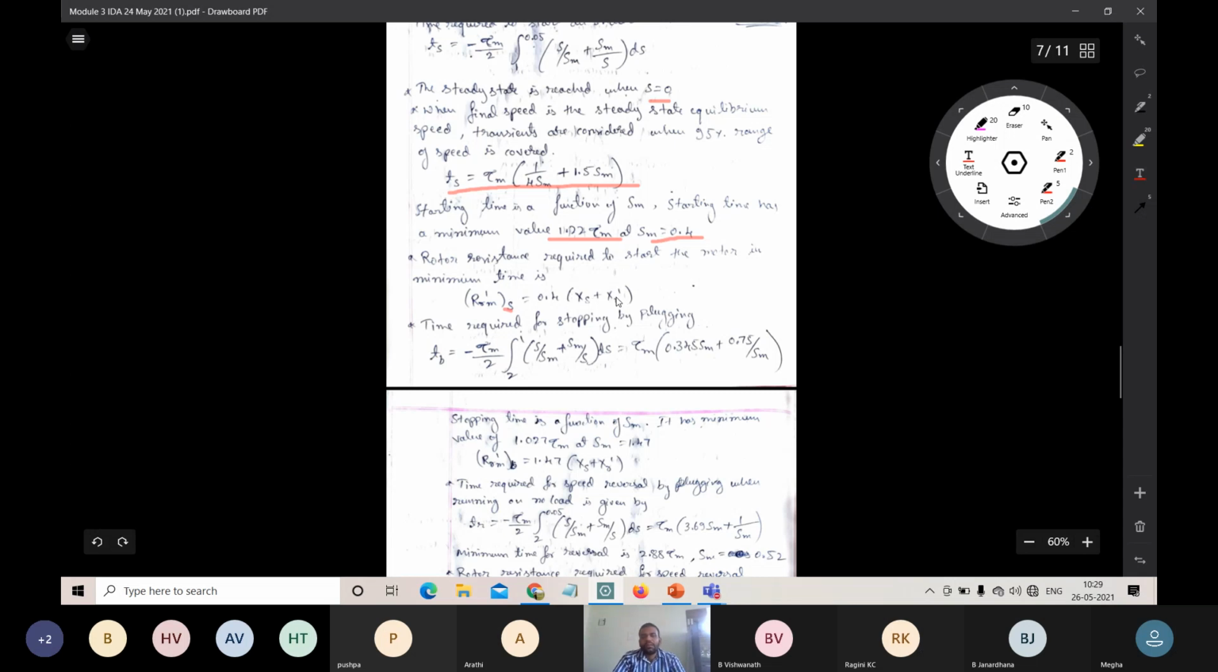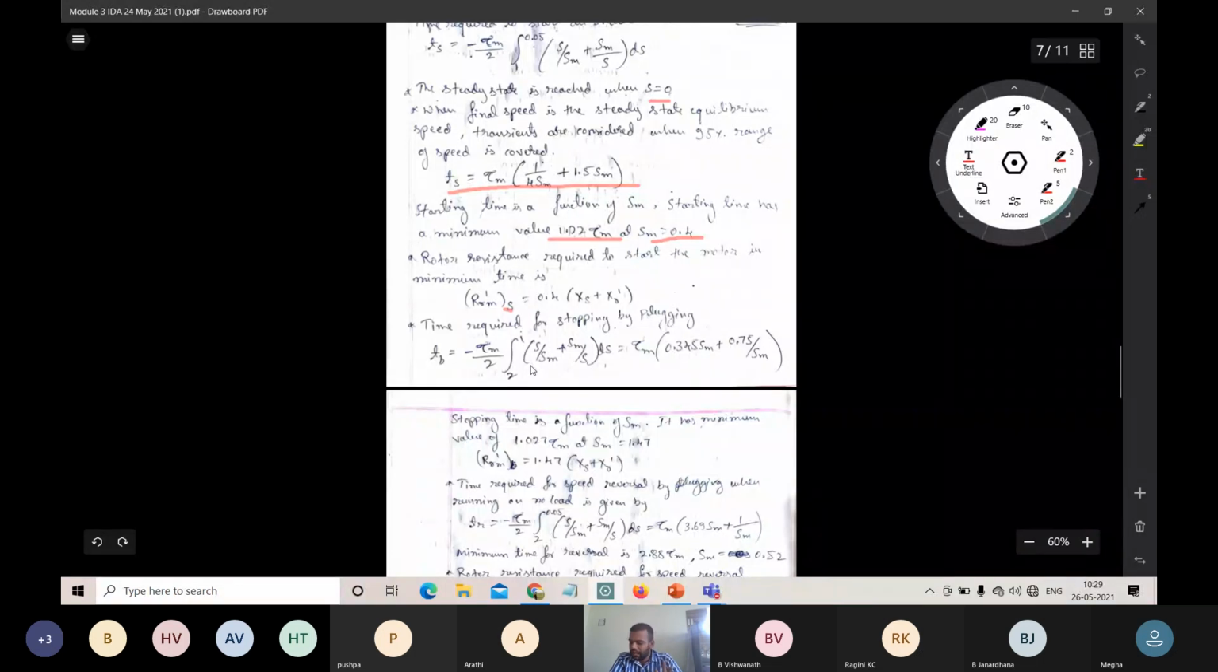At the same time, if you are going to stop the motor, braking of the motor by plugging is nothing but reversing of the voltage. So what would be the time at that point? That time will be given by minus tau m by 2, integrated from 2 to 1, of S by Sm plus Sm by S ds. If you integrate these, you will get tau m of (0.345 Sm plus 0.75 by S).